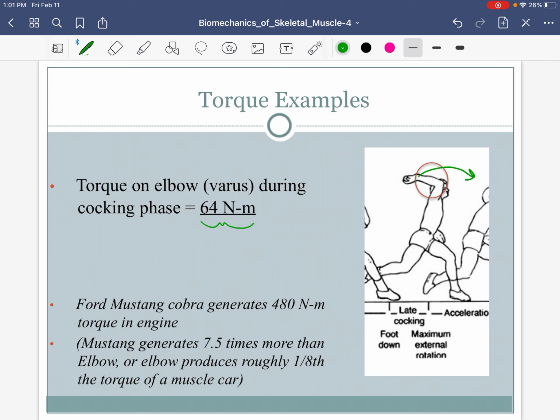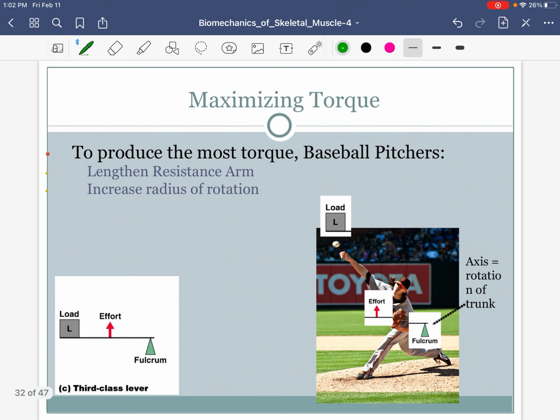Look, the Ford Mustang Cobra generates 480 Newton meters. I'm not going to ask you these numbers, but look, a big engine. And then our elbow generates 1/8 of that? That's pretty cool. So what are some things that we can do to maximize torque? Now that we understand what torque is, rotary force, we understand the benefits of torque. It allows us in many ways to generate more force. It allows us to add a lot of spin and other cool things.